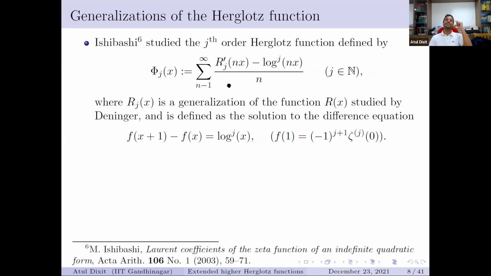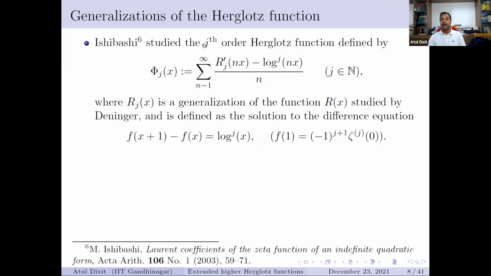Now here you are taking its derivative. So what is the derivative of log gamma of x? That is nothing but the digamma function, psi of x. So with x replaced by nx, it is psi of nx minus log nx divided by n. That is precisely our Herglotz function, isn't it? So when j is equal to 1, this is the Herglotz function.